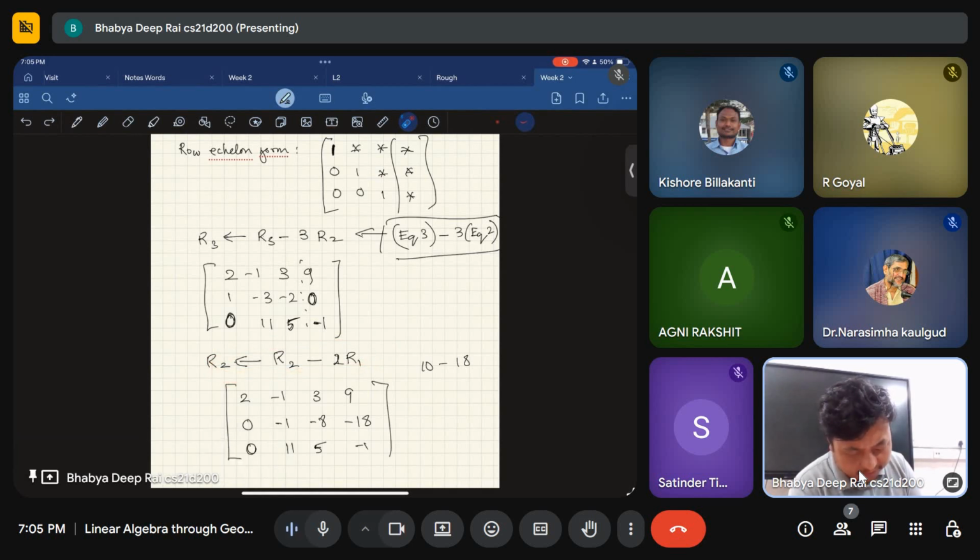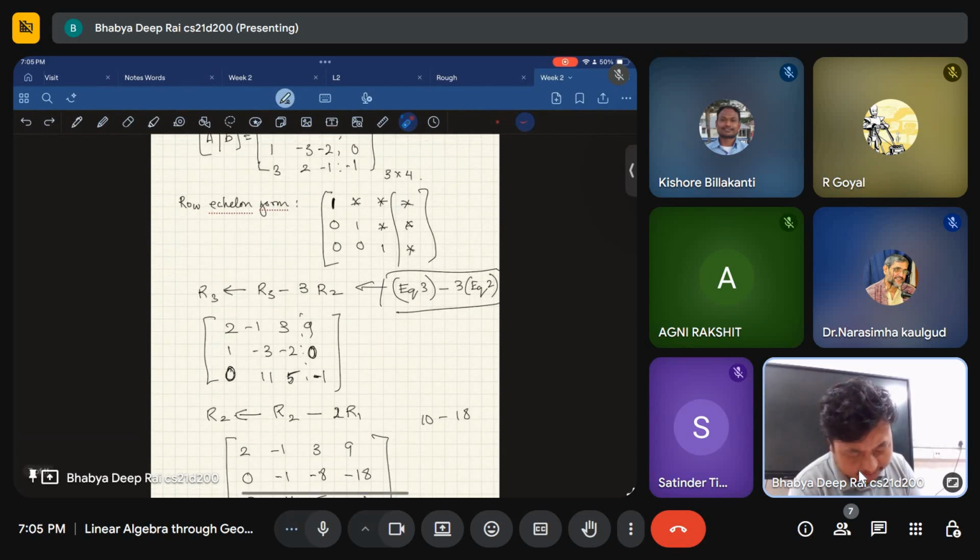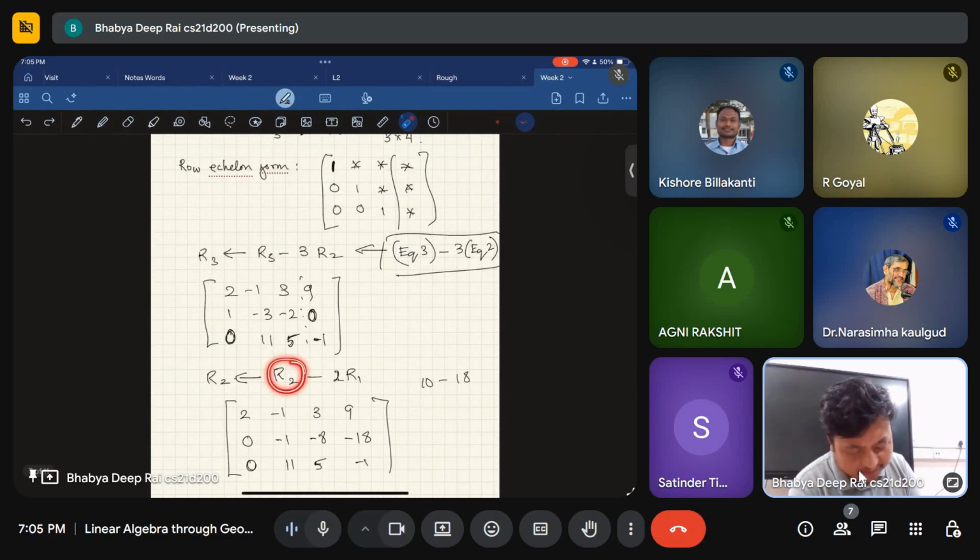Now maybe there's a mistake here. Let's see. In R2 I'm doing R2 minus 2R1. Okay, so this is 0 minus 3 plus 2 is minus 1. This value won't be 0 if R2 is R2 minus 2R1. So 2R1 will become 4. Okay, good point. It should be 1 by 2 R1. Thank you. Yes, it's okay. Now it will be 0. This was the incorrect thing.